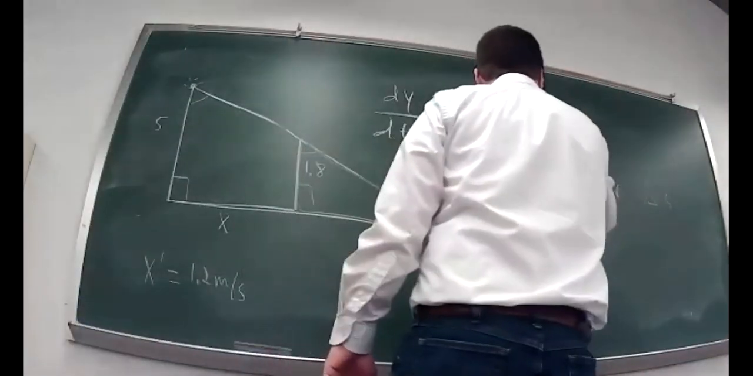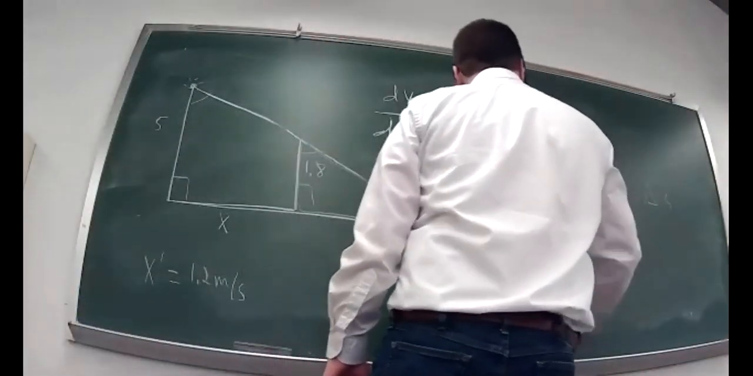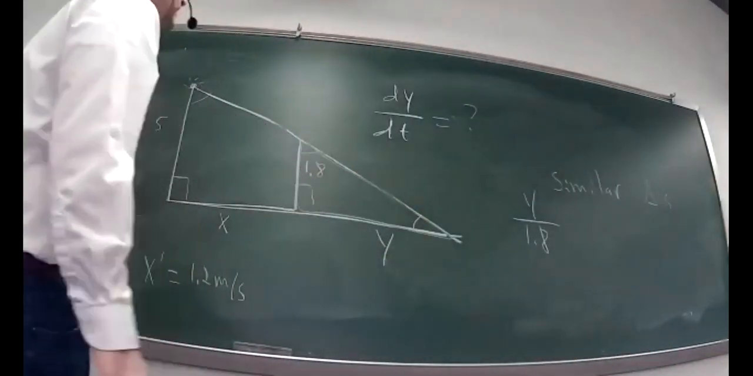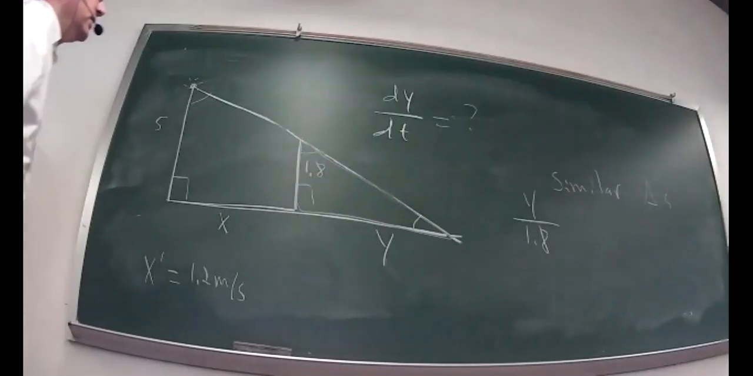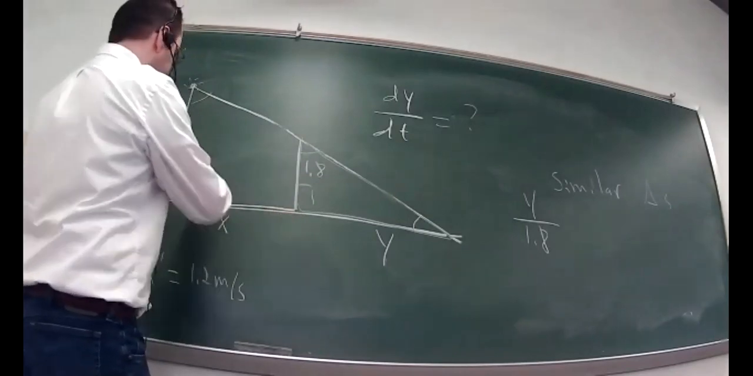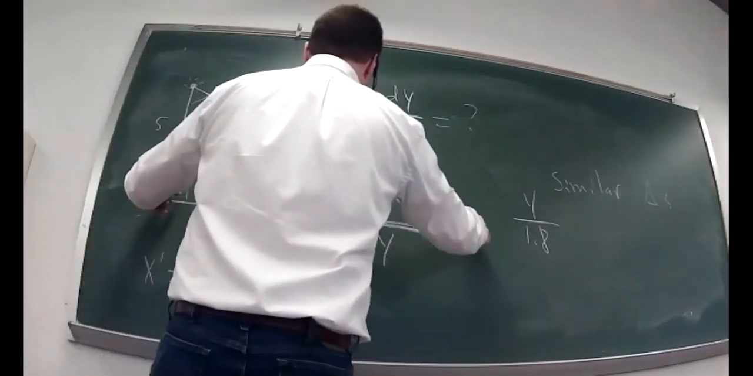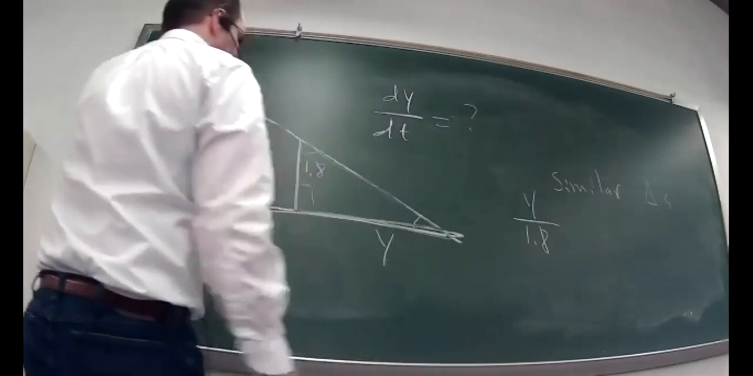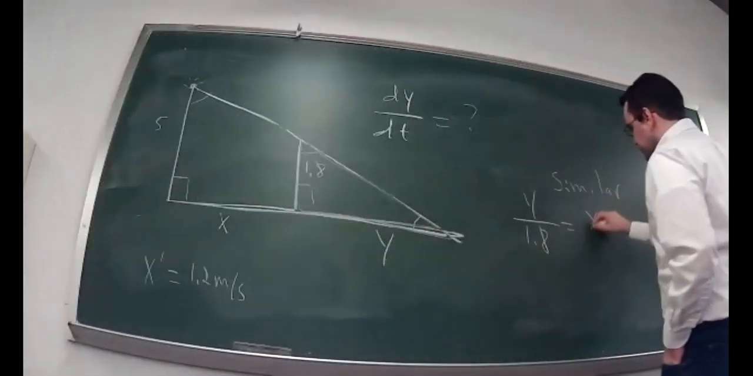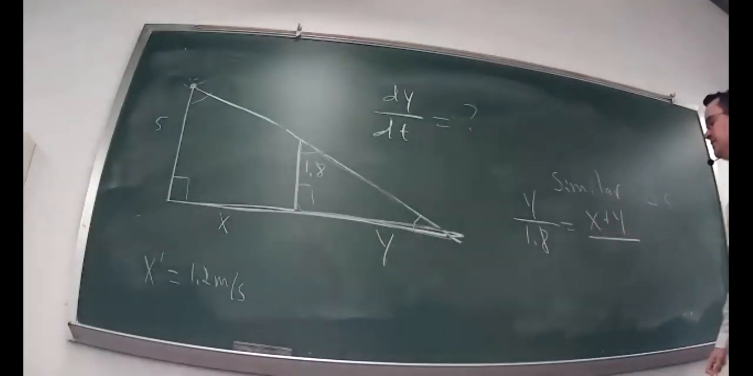So if I take y over 1.8, then the ratio of corresponding sides must be the same. What are the corresponding sides for the big triangle? It's going to be x plus y divided by 5. So y over 1.8 should be equal to x plus y over 5. That's what I'm getting from similar triangles.